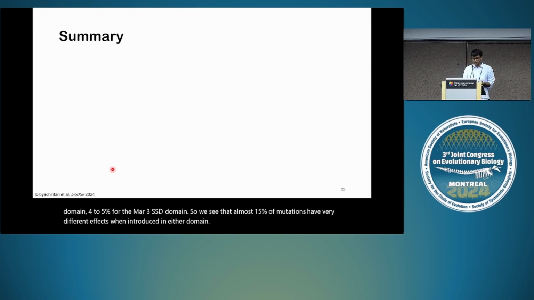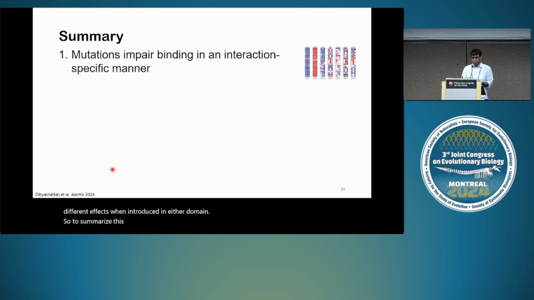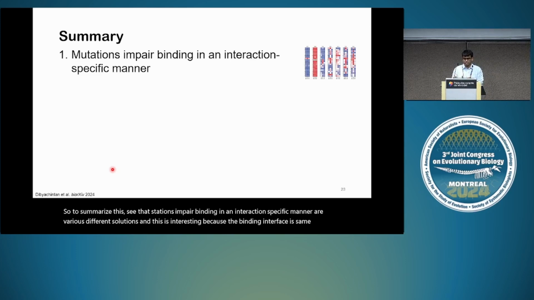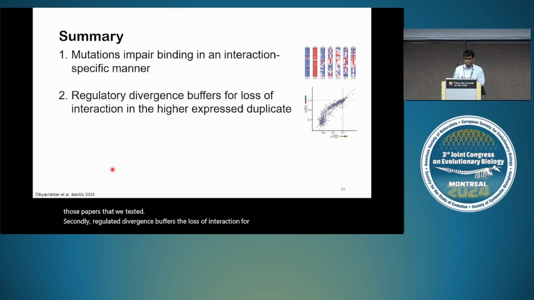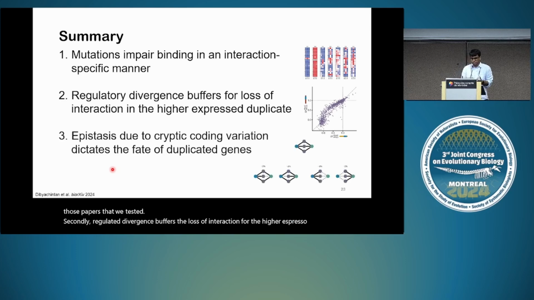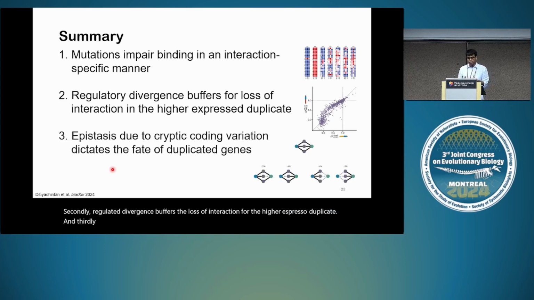So to summarize, we see that mutations impair binding in an interaction-specific manner at various different positions. And this is interesting because the binding interface is the same for all those peptides that we tested. Secondly, regulatory divergence buffers the loss of interaction for the higher expressed duplicate. And thirdly, the epistasis that we see due to the coding variation present between the duplicates dictates the fate of these duplicated genes for a lot of these positions.